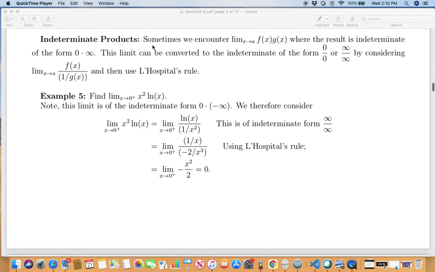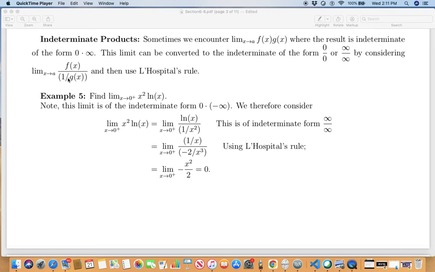Now, sometimes we encounter indeterminate products. We encounter limits of product functions f(x) g(x) as x approaches a, where the result is an indeterminate form of 0 times infinity. Which one is more valid, the 0 part or the infinite part? We don't know, right? So this is an indeterminate form of 0 times infinity. This can be converted to the form of 0 over 0 or infinity over infinity. What do we do? For f times g, take any one of them and take its reciprocal downstairs.